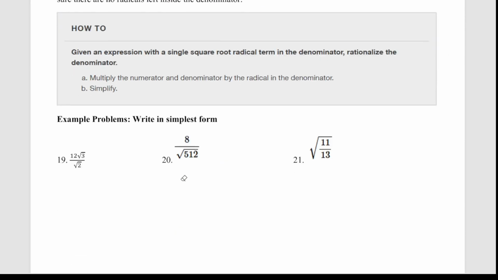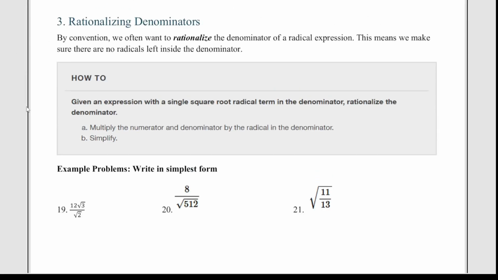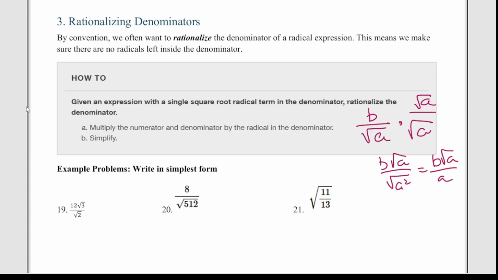So let's go ahead and talk a little bit more about rationalizing denominators. Rationalizing denominators is whenever you want to clear any radicals out of the denominator. And how do you do that? Well, if, for example, you have the square root of a in the denominator of something, if you multiply both the numerator and denominator by square root of a, you're really just multiplying by 1, which is fine, and then you'll wind up with a square root of a squared down there in the denominator, which will just leave you with an a there in the denominator.